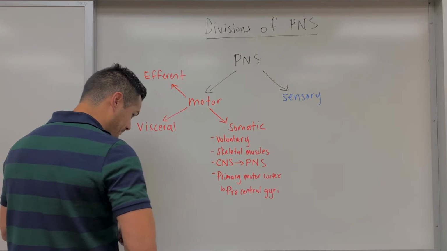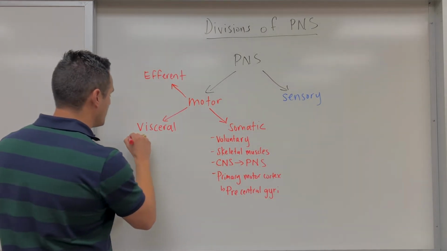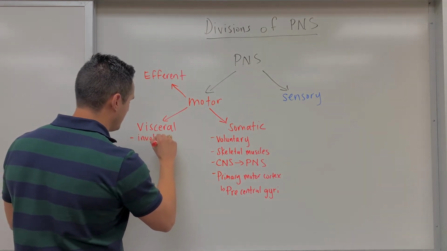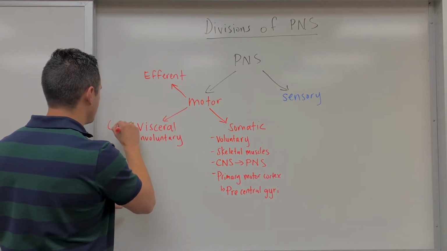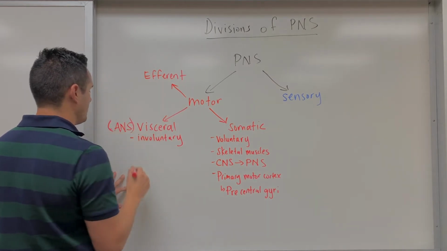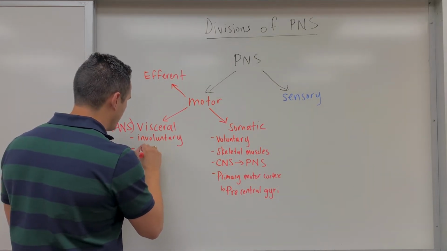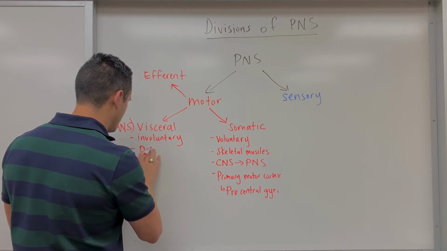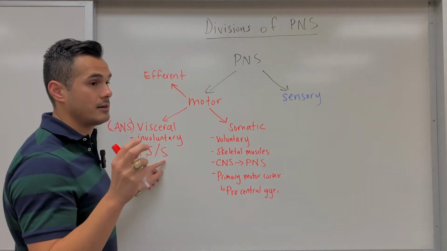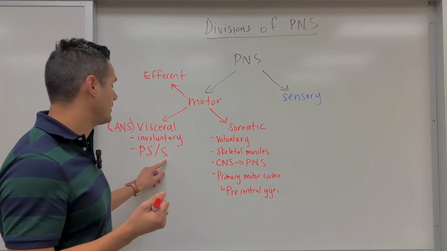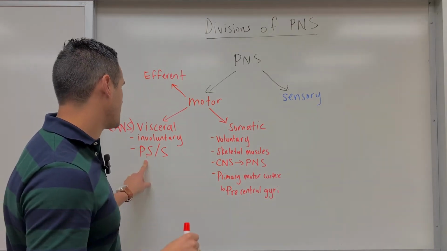You also have the visceral motor division. This is an involuntary system, meaning that you do not have control over it. Another term for the visceral motor system is the autonomic nervous system. The autonomic nervous system is divided into two subdivisions: the parasympathetic as well as the sympathetic division. We describe the sympathetic as the fight or flight response, and the parasympathetic as the rest and digest response.